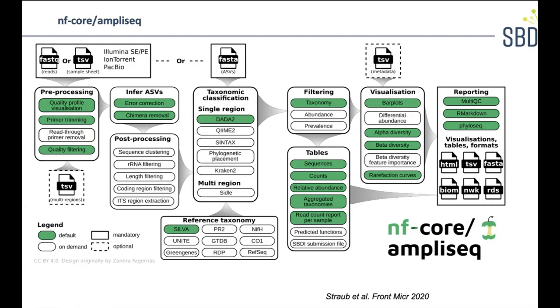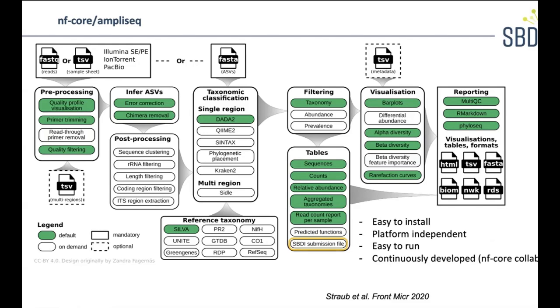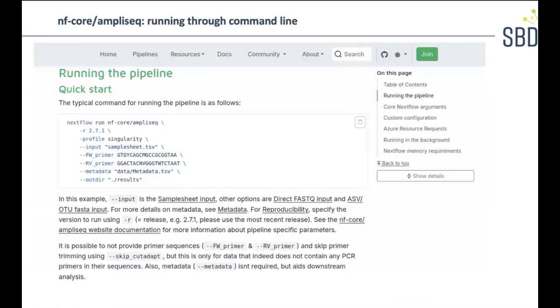And so what are the good things with this pipeline? Well, it's super easy to install. It's platform independent. It's very easy to run. And it's continuously developed through the nf-core collaboration. It's also very easy to do research reproducibly because you get these files that have annotated exactly what you have done.